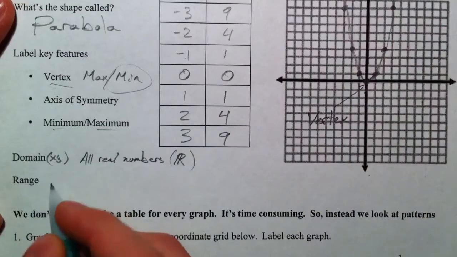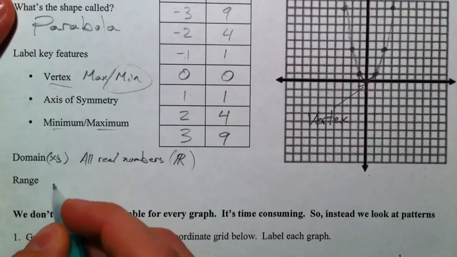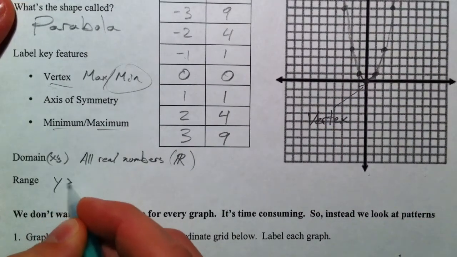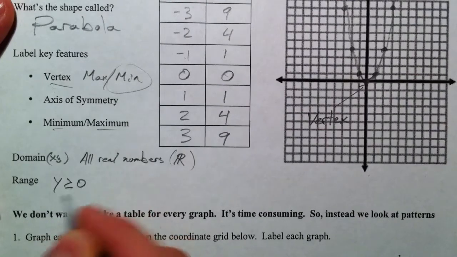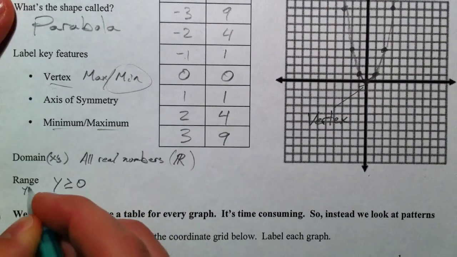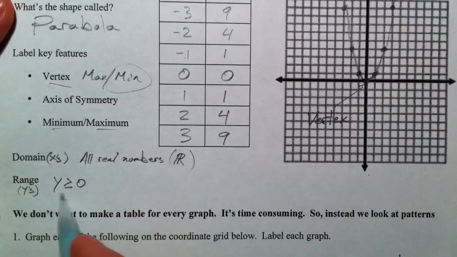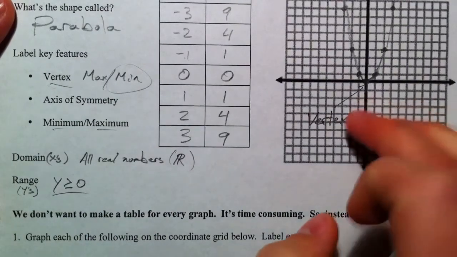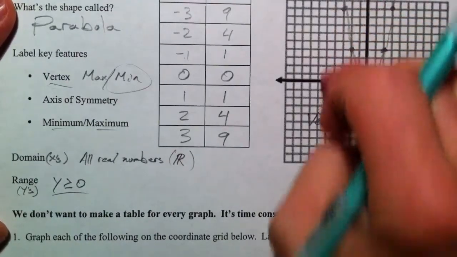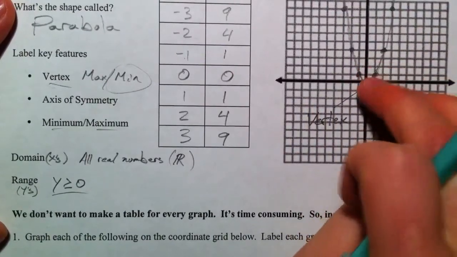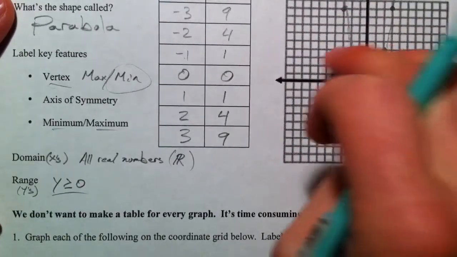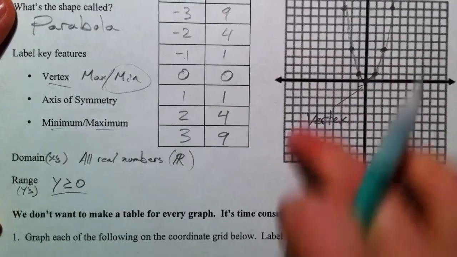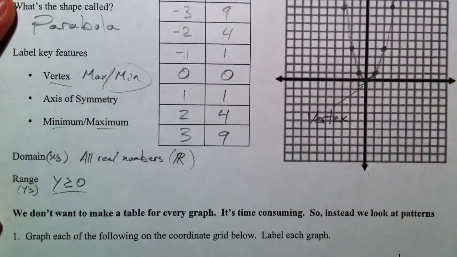The range, however, on this one, you don't get any negative numbers out because we've squared everything and made it positive, and so the range is all the y values that are greater than or equal to 0. So that's your range. The range will always have to do with y is greater than some point, being the vertex, or always being less than some point if it opens upside down.